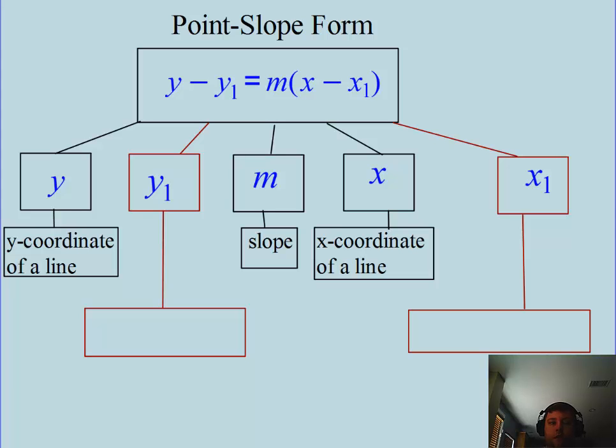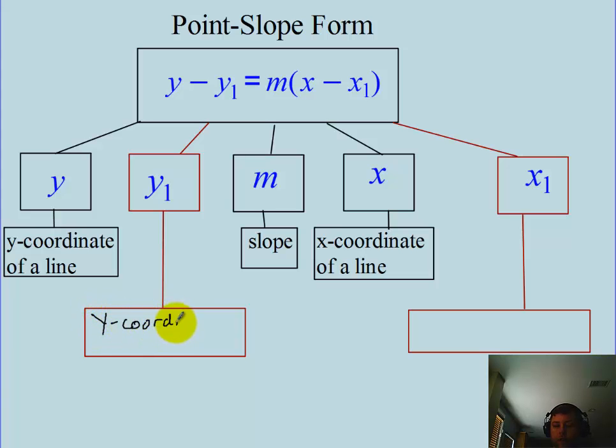We did slope-intercept form last section. So the first one's point-slope form, and here's the point-slope form: y minus y1 equals m times the quantity x minus x1. Well, y and x are just the x and y coordinates of a line. Your y sub 1 is going to be the y coordinate of a point.